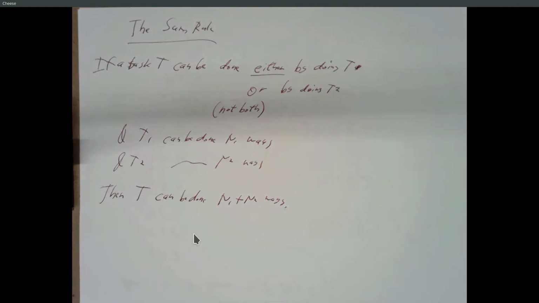So if you can do T as a succession of tasks, multiply the number of ways to do each subtask. If you can do T by accomplishing either task T1 or T2, add together the number of ways to do those subtasks. So that's the sum rule.